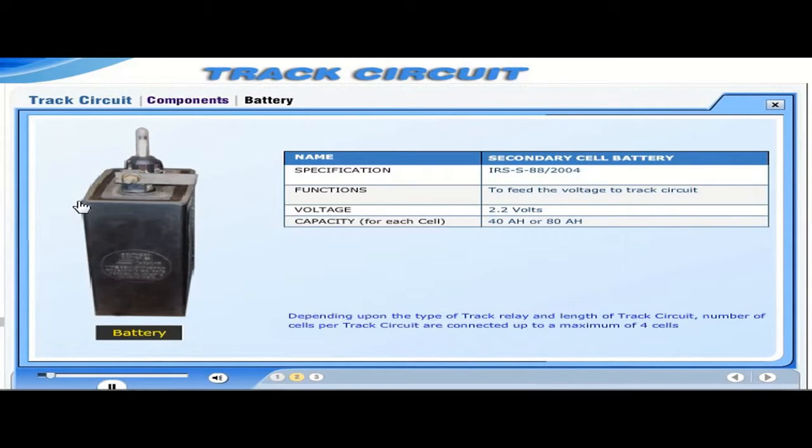Battery. Depending upon the type of track relay and length of track circuit, a number of cells per track circuit are connected, up to a maximum of 4 cells. Specification: IRS S 88 of 2004. Functions: to feed the voltage to track circuit. Working voltage is 2.2 volts and the capacity for each cell is 40 Ah or 80 Ah.